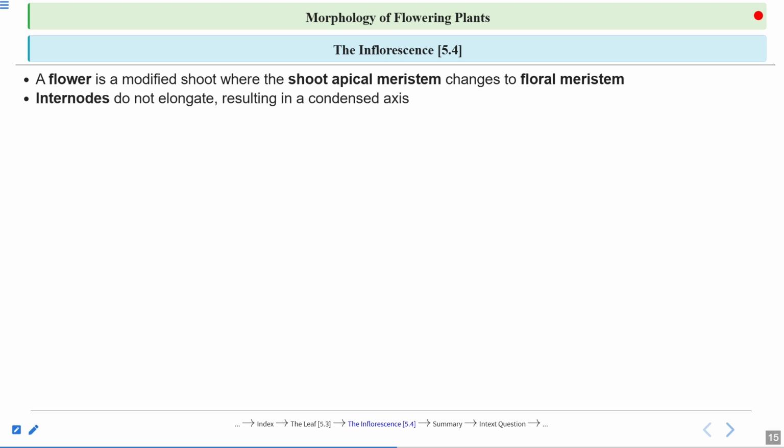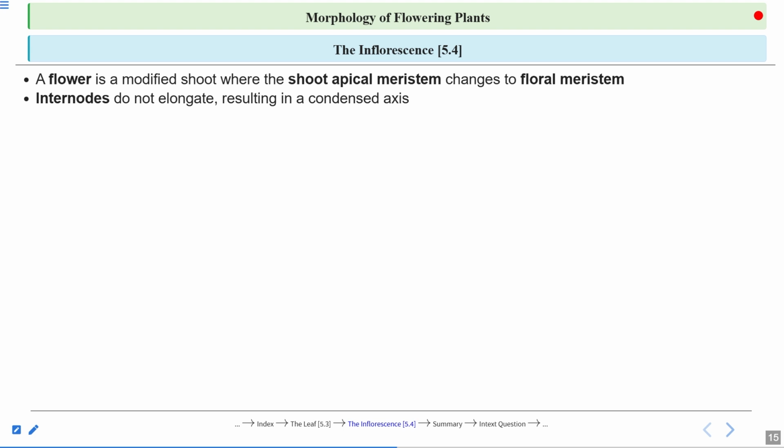Now internodes do not elongate, resulting in a condensed axis. So the stem, the shoot, consists of nodes and internodes. But what happens during flower formation? The internodes do not elongate now. Okay, so how does the stem increase in size? The stem increases in size by the elongation of the internode. So if the internode elongates, the stem will be long. If the internodes are not elongating, if they are not increasing in length, the stem will be short.